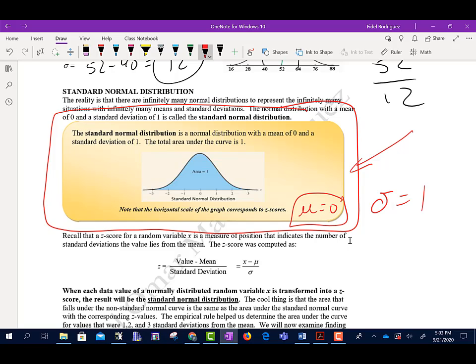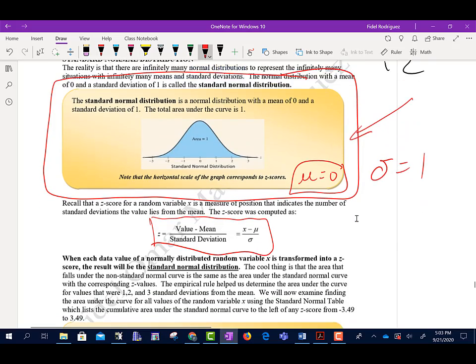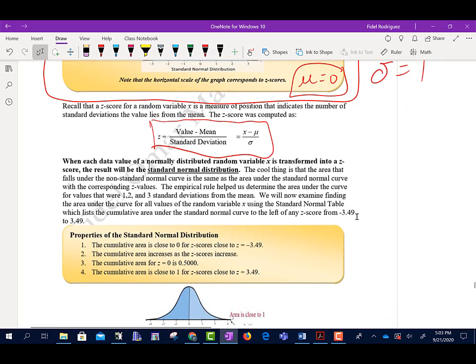It says here, recall that a z-score for a random variable x is a measure of position that indicates the number of standard deviations the value lies from the mean. And here was our formula for computing our z-score. We take the value minus the average, divided by the standard deviation. And it says when each value of a normally distributed random variable x is transformed into a z-score, the result will be the standard normal distribution.